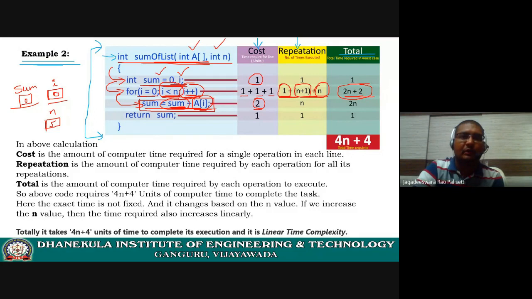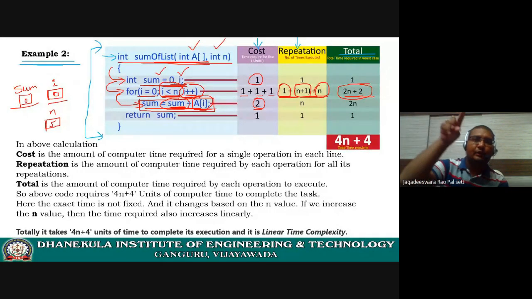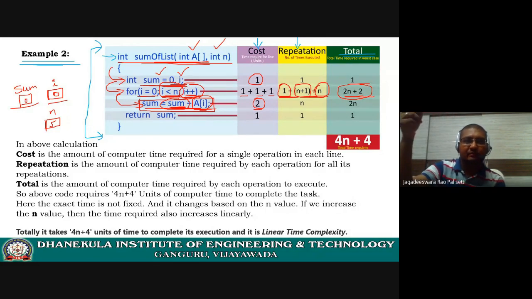Again we have to perform sum equals sum plus a of I. Am I clear? Again we go back to the for loop. The I value is incremented. The I value is verified with the condition. It is true. Again we go into the for loop.